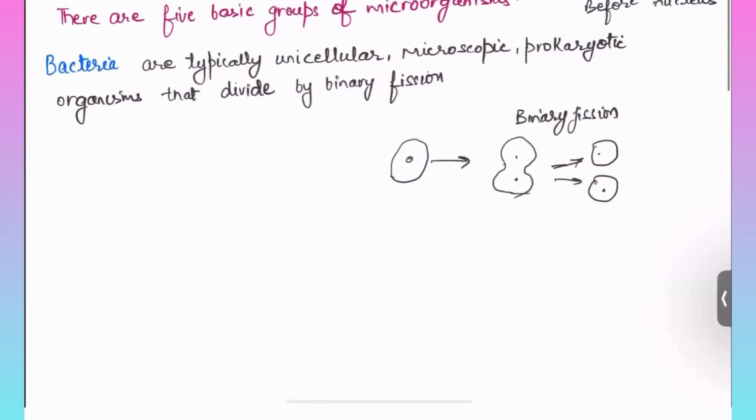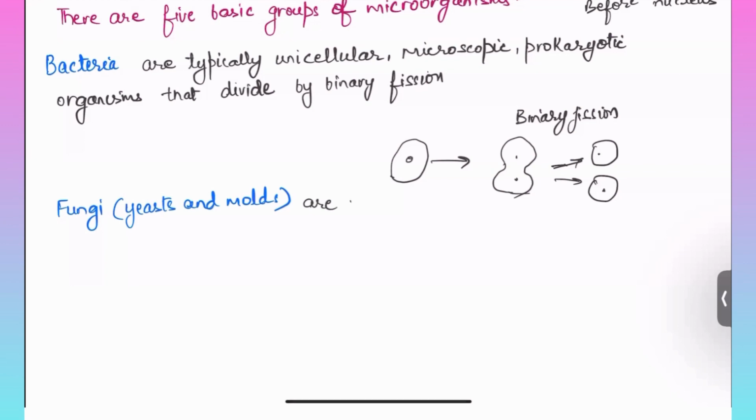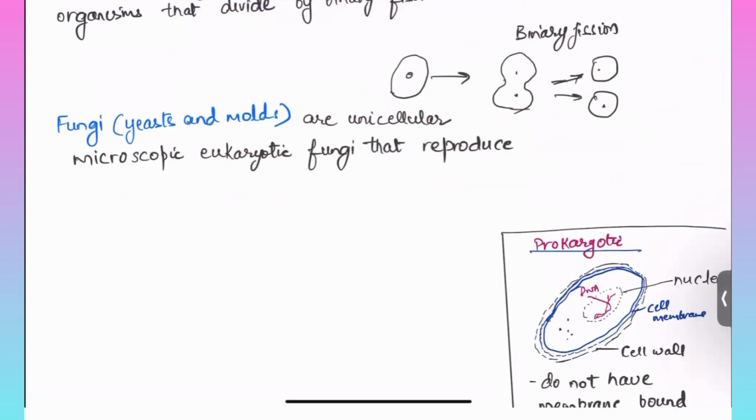Second category is fungi. For example, yeast, molds. Now they are also unicellular like bacteria. They are unicellular, microscopic, but they are not prokaryotic. They are eukaryotic. Although they only have one cell, still they are eukaryotic. Now, how do you know the difference between prokaryotic and eukaryotic? Okay, you told me one difference: prokaryotes do not have a nucleus.